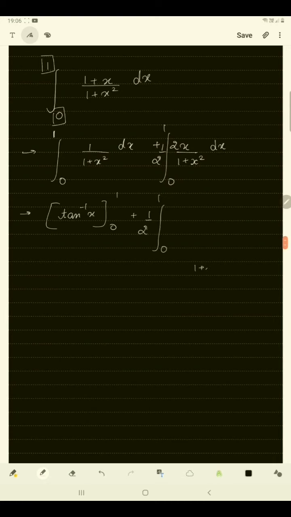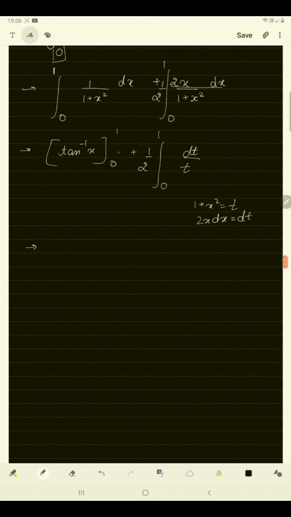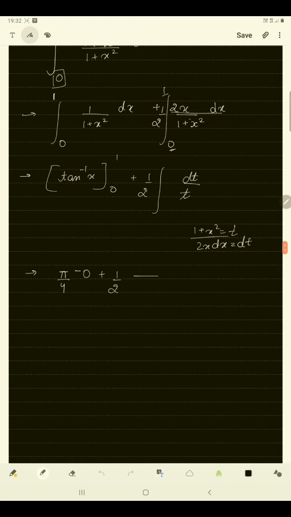Now taking 1 plus x square as t, we have 2x dx equals dt, and we have 2x dx in the numerator. So we have dt upon t. Now solving this, tan inverse x, putting the values, we have tan inverse 1, so we have pi by 4, minus tan inverse 0, which is 0, plus half ln t. Now we need to change the limits of t, because we have converted the x. The limits 0 to 1 were given for x, but we have converted this into t. So now we need to convert the limits as well.